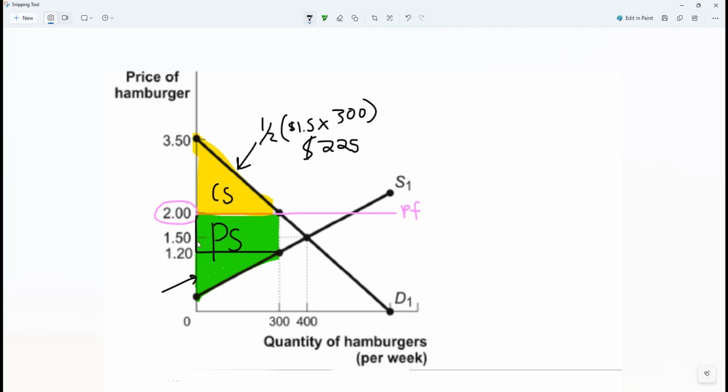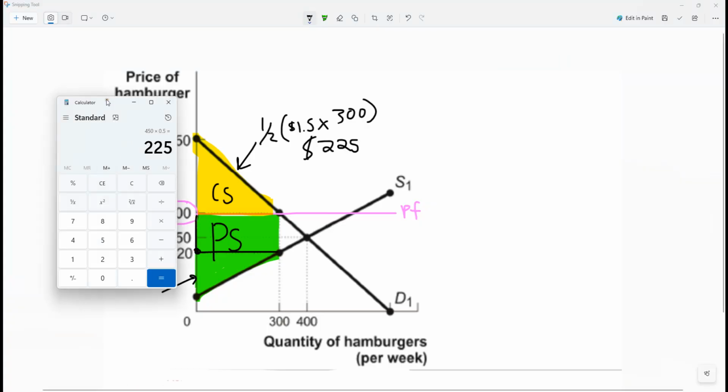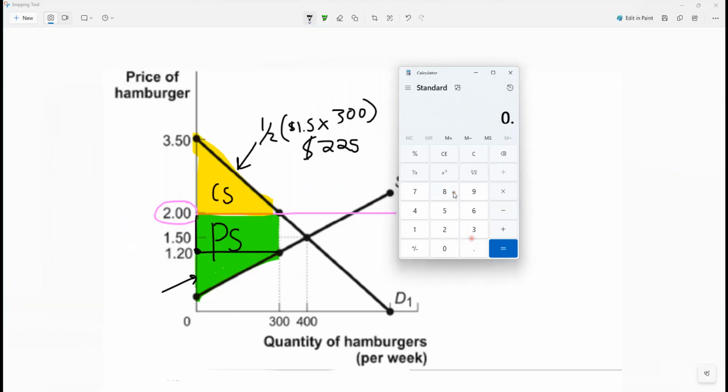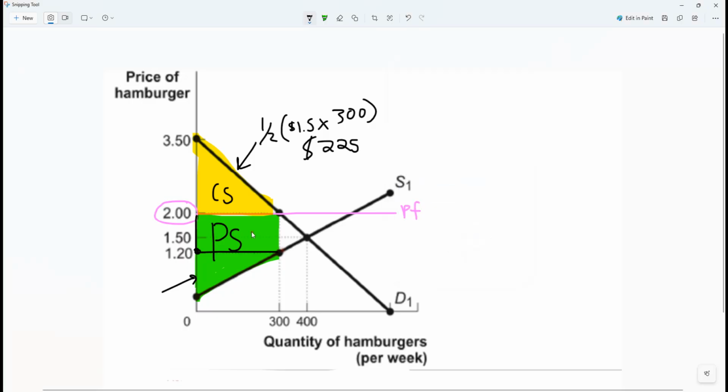The rectangle part is easy. That would be 120 up to 200 on 300 units. So it would just be 0.8, which is 80 cents on 300 units. That would be 240. So that's the 240. It's this rectangle part. And we'll add in this here, producer surplus.